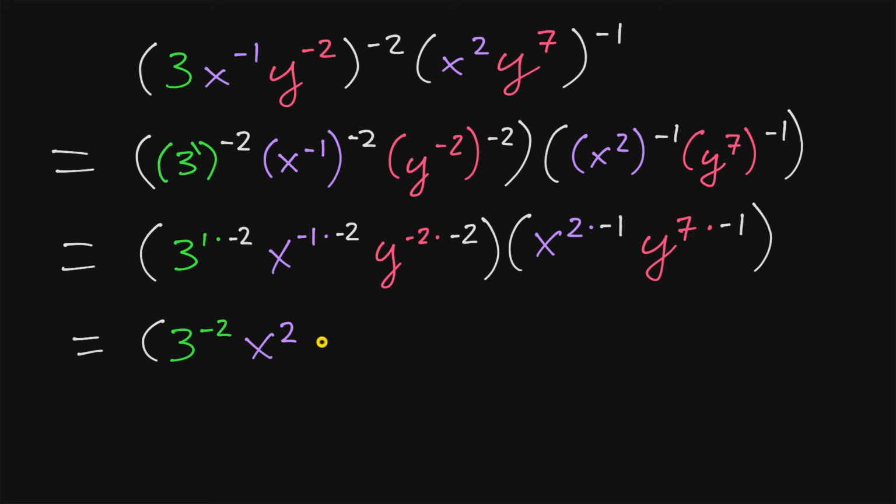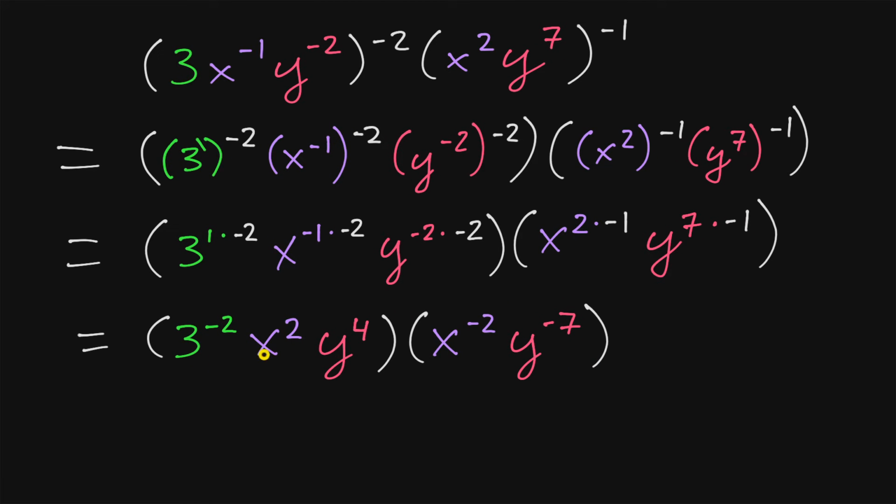And now you're going to have y. Y is to the power of negative 2 times negative 2. Negative times a negative gives us a positive again, and 2 times 2 is 4, so y to the power of 4. And just close the bracket. Move on to the rest of the expression. X to the power of 2 times negative 1 is just equal to x to the negative 2. And now you have y to the power of 7 times negative 1, so y to the power of negative 7, and close the bracket.